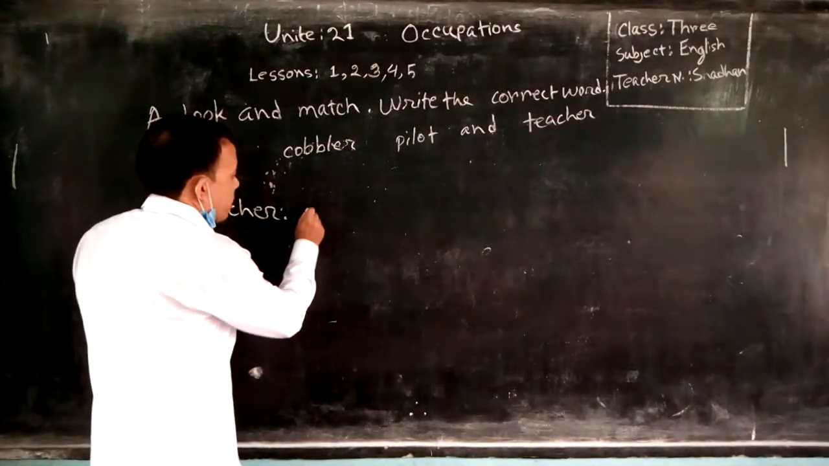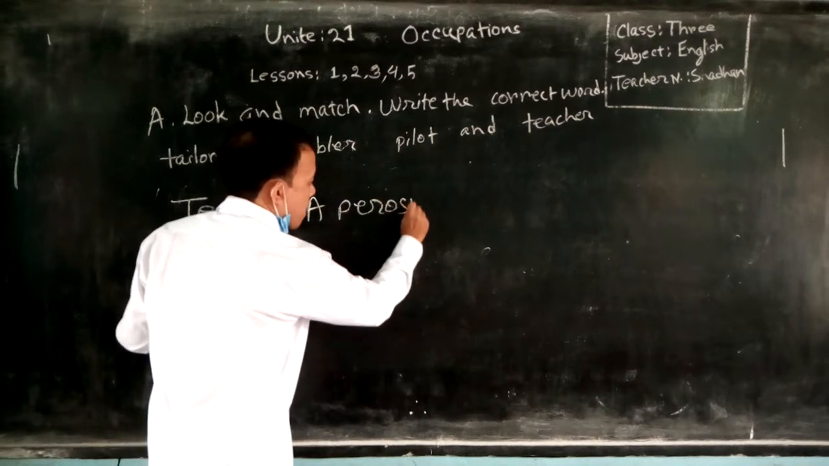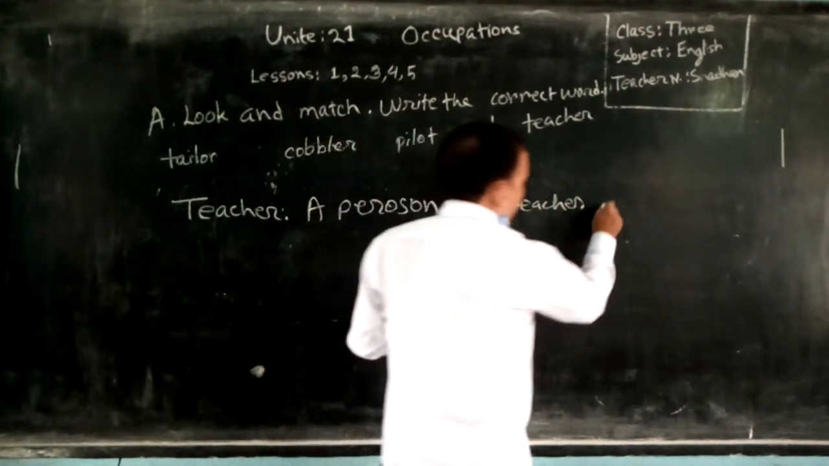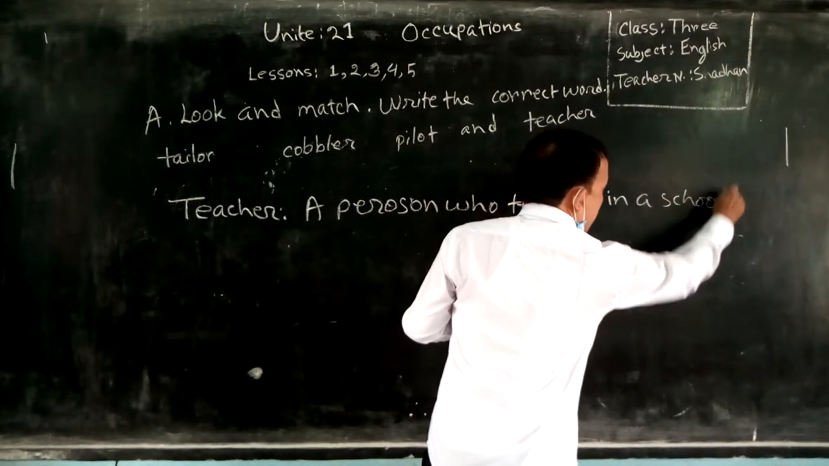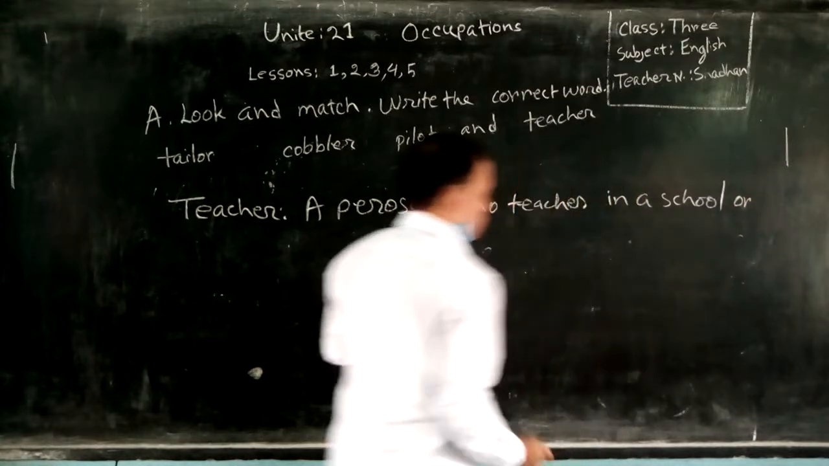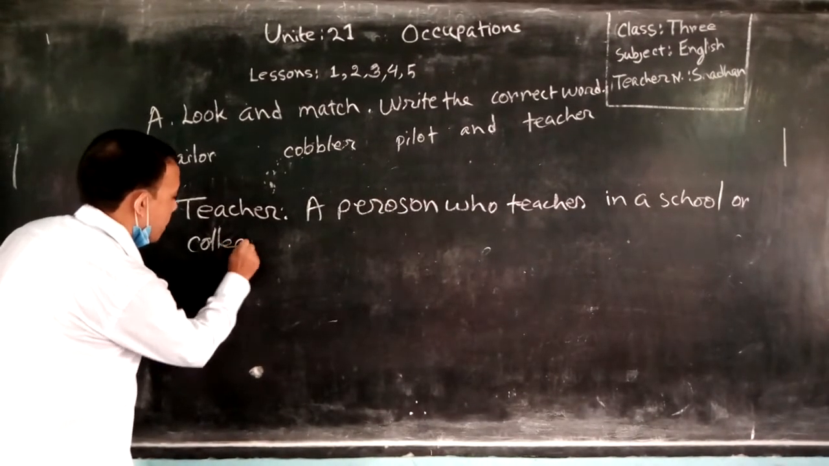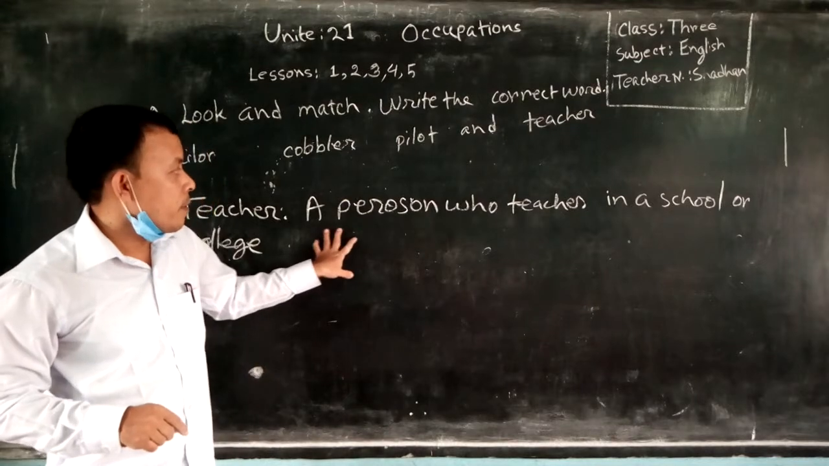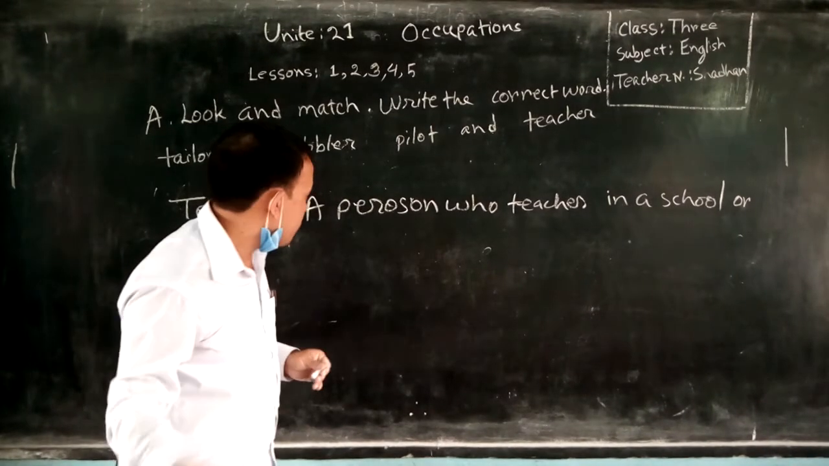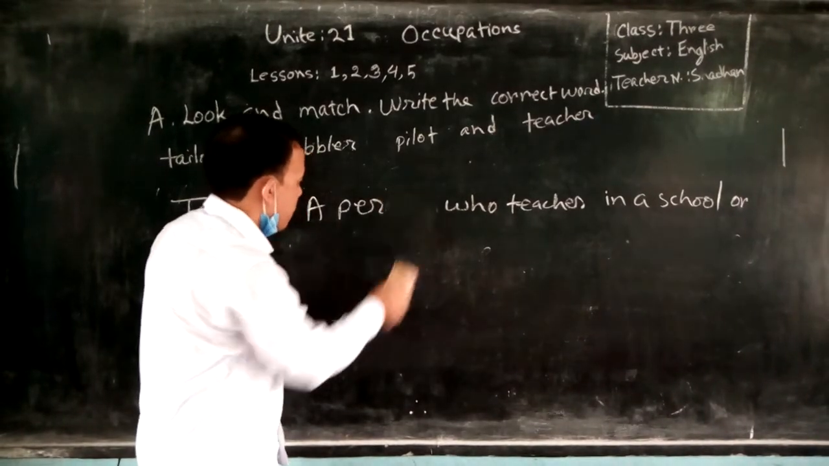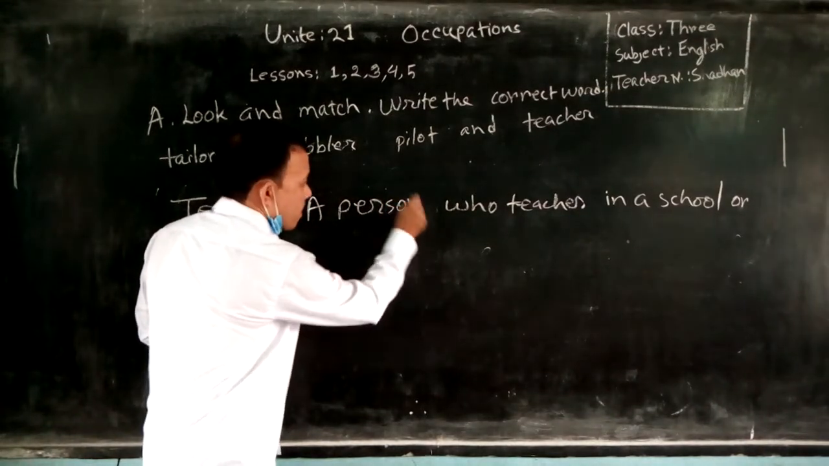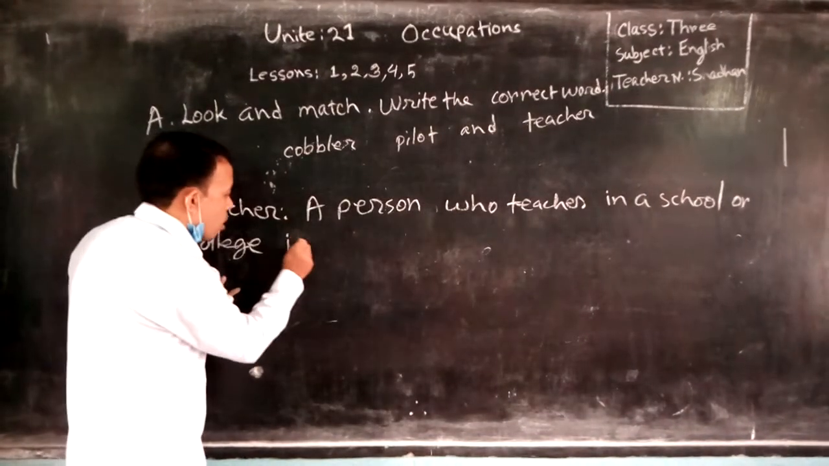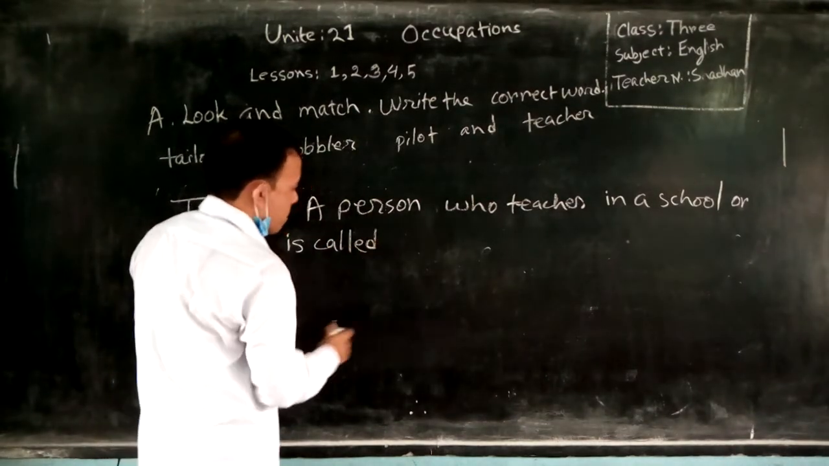A teacher means a person who teaches in a school or college. Students, I have already made a mistake in the spelling of the word person. Here I have made a mistake, person. Sorry for my mistake. However, a person who teaches in a school or college is called a teacher.